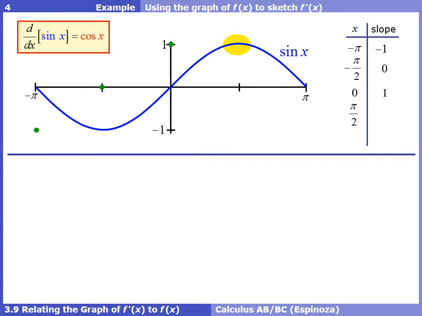At pi over 2, again, we have another one of these horizontal tangents. We know the slope is 0 at that point, so we'll put a dot at 0. And the last point that I'm going to use is at pi, where our slope is going downward again, just like we saw at negative pi, so that slope is negative 1. Put a dot down at negative 1, and sure enough, if you connect these dots with a smooth curve, we get the graph of cosine.